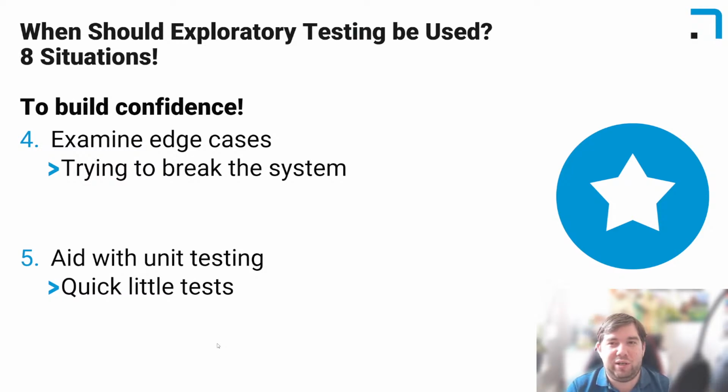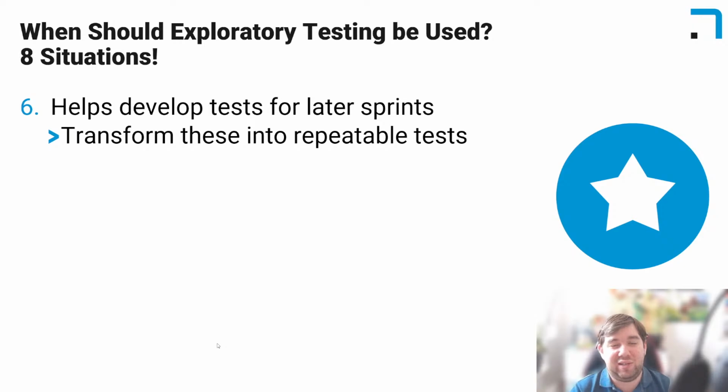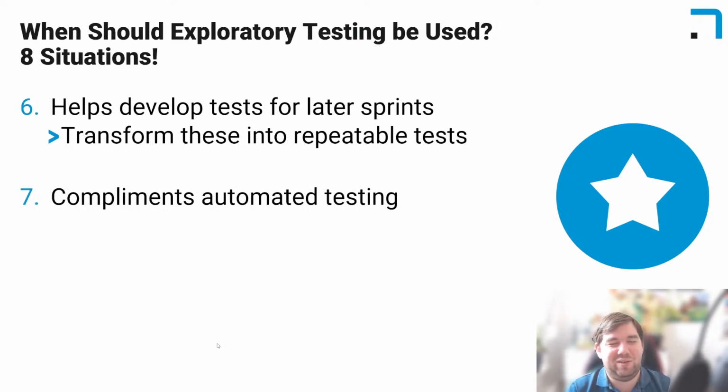We also have more ideas where, in terms of helping build confidence, we can use exploratory testing to help develop tests for later sprints. This is really important if exploratory testing actually does reveal some defects, because we found a test that reveals a defect. Then we can take that exploratory test we did and transform it into repeatable test cases for later on, including automated test cases.